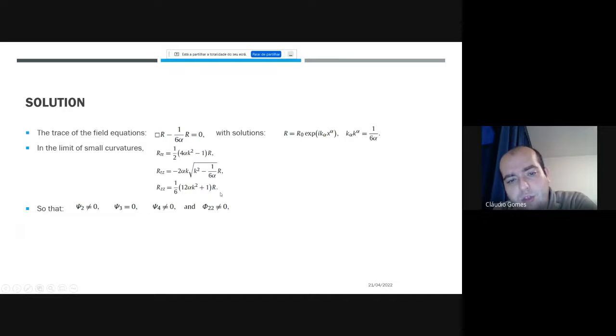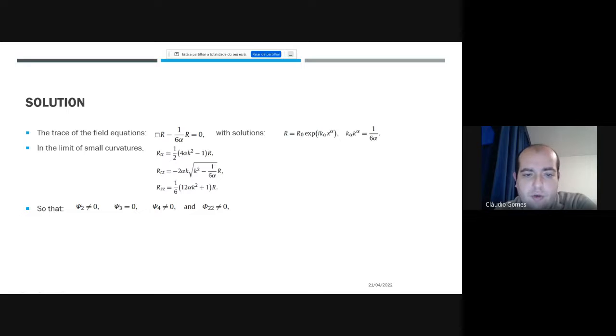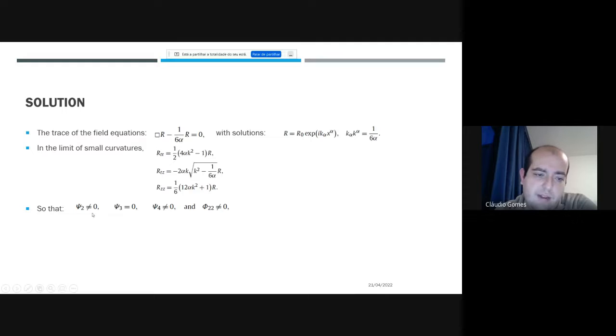Look at that; these are expressed in terms of the Ricci scalar. So we can look into it and do the exercise, expanding RL, L, and so on. So with these quantities, we find that the non-vanishing quantities are psi2, psi4, and the I22, and the vanishing one is psi3.